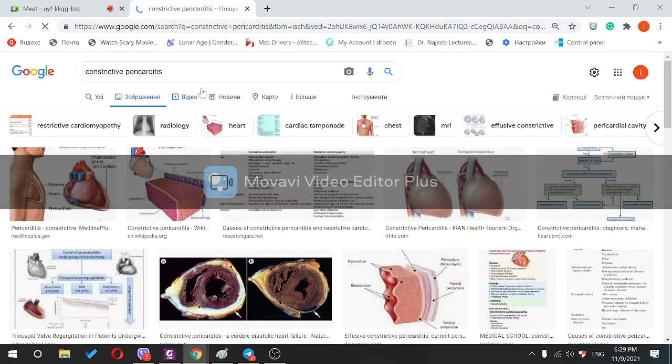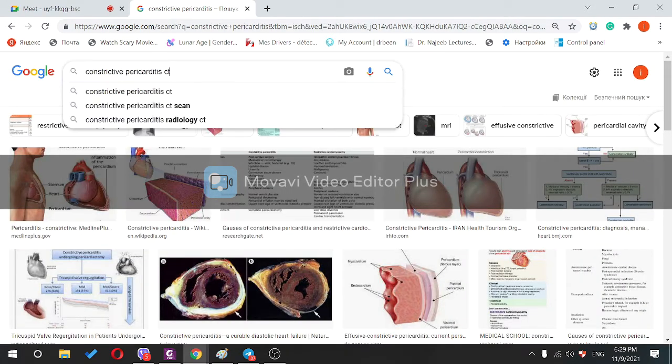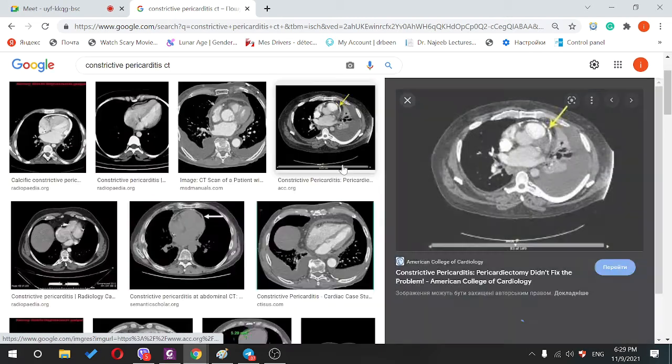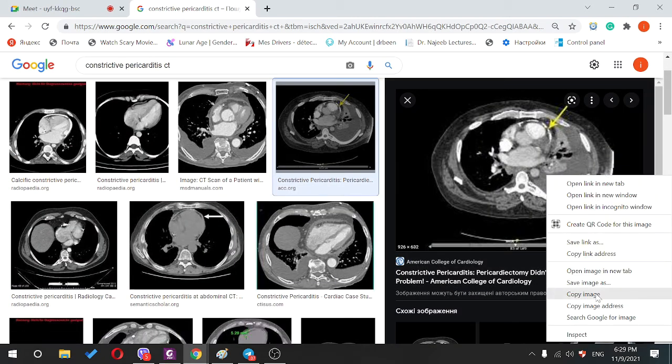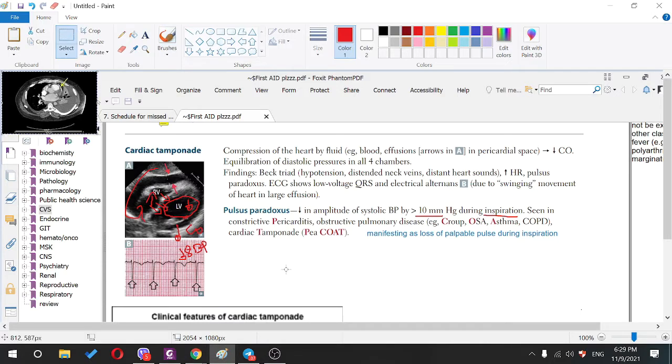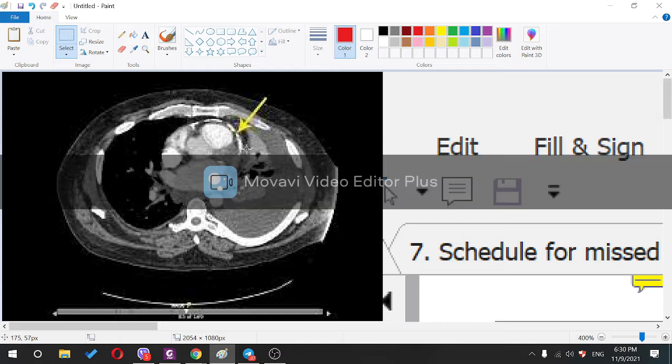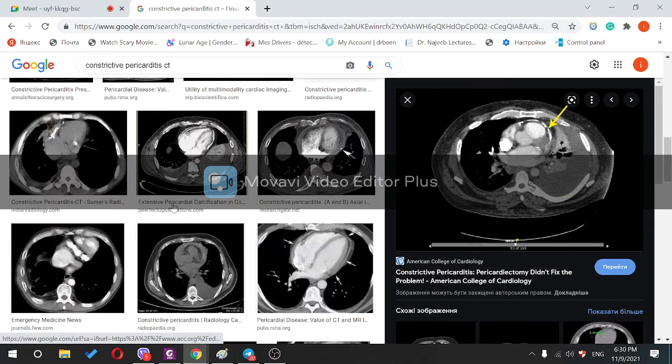They like to show you a CT scan of it, okay? And on the CT scan, you need to be careful to be able to appreciate the calcification that it creates. So let's take a look at it. There is calcification, this white thing around the heart. This is constrictive pericarditis.